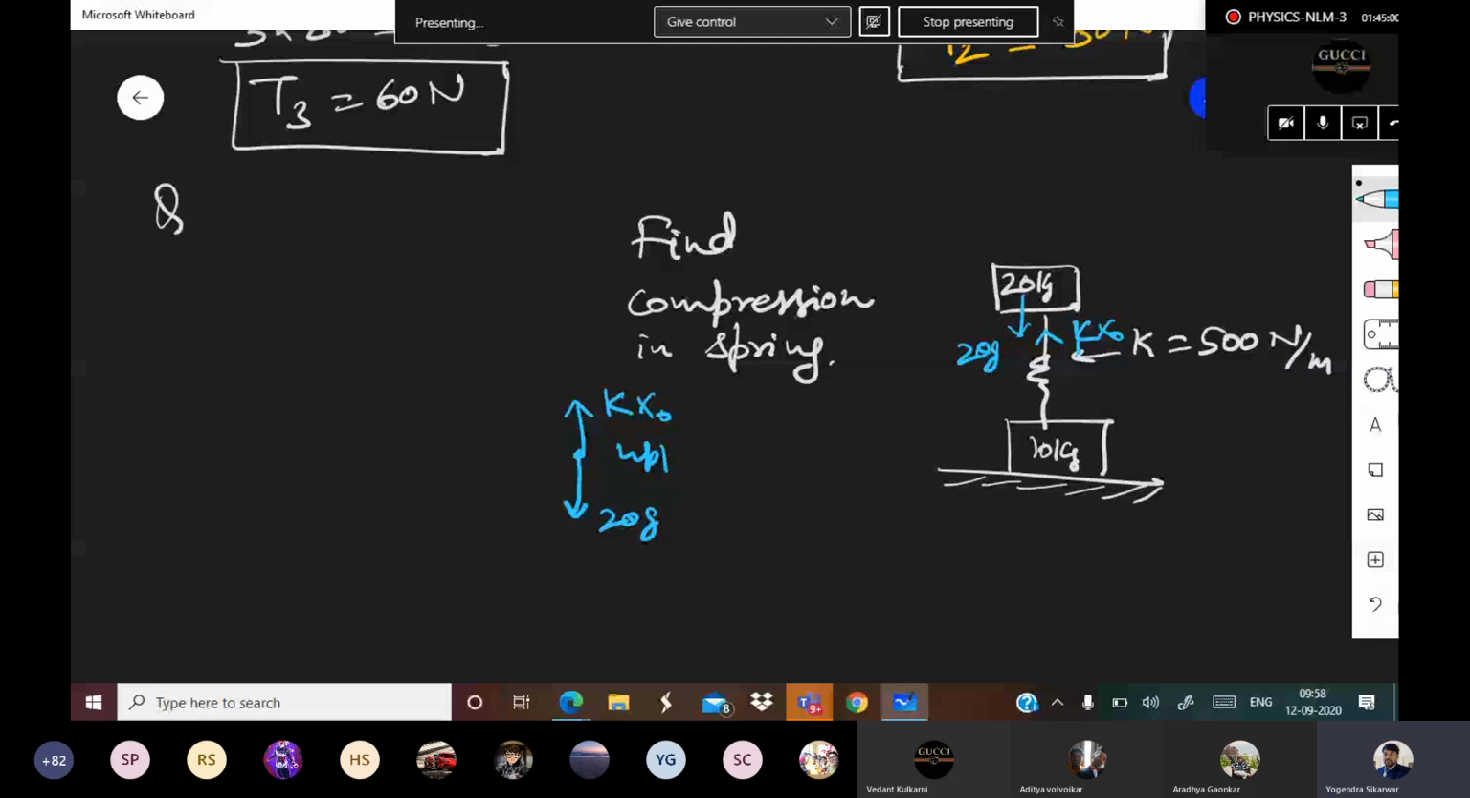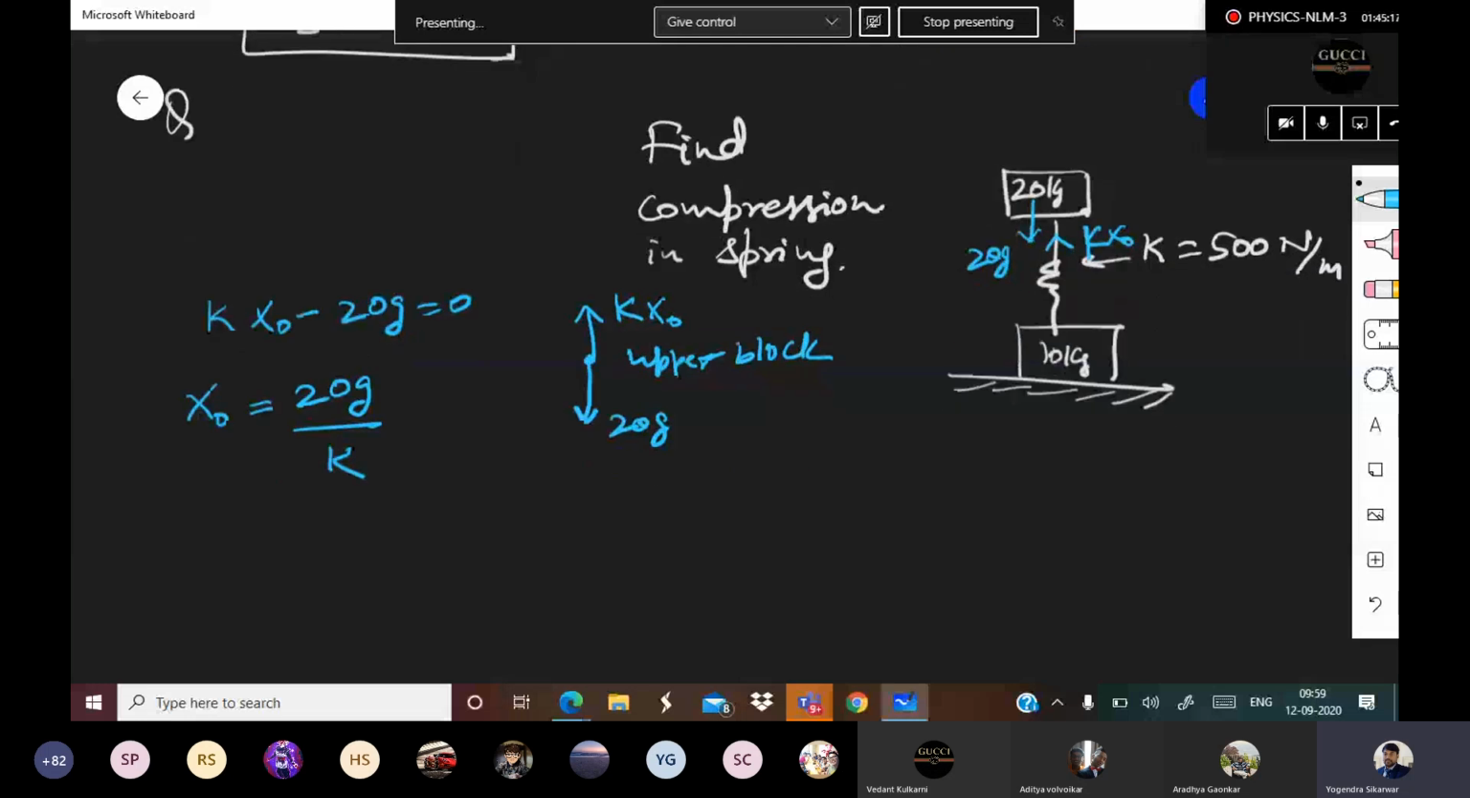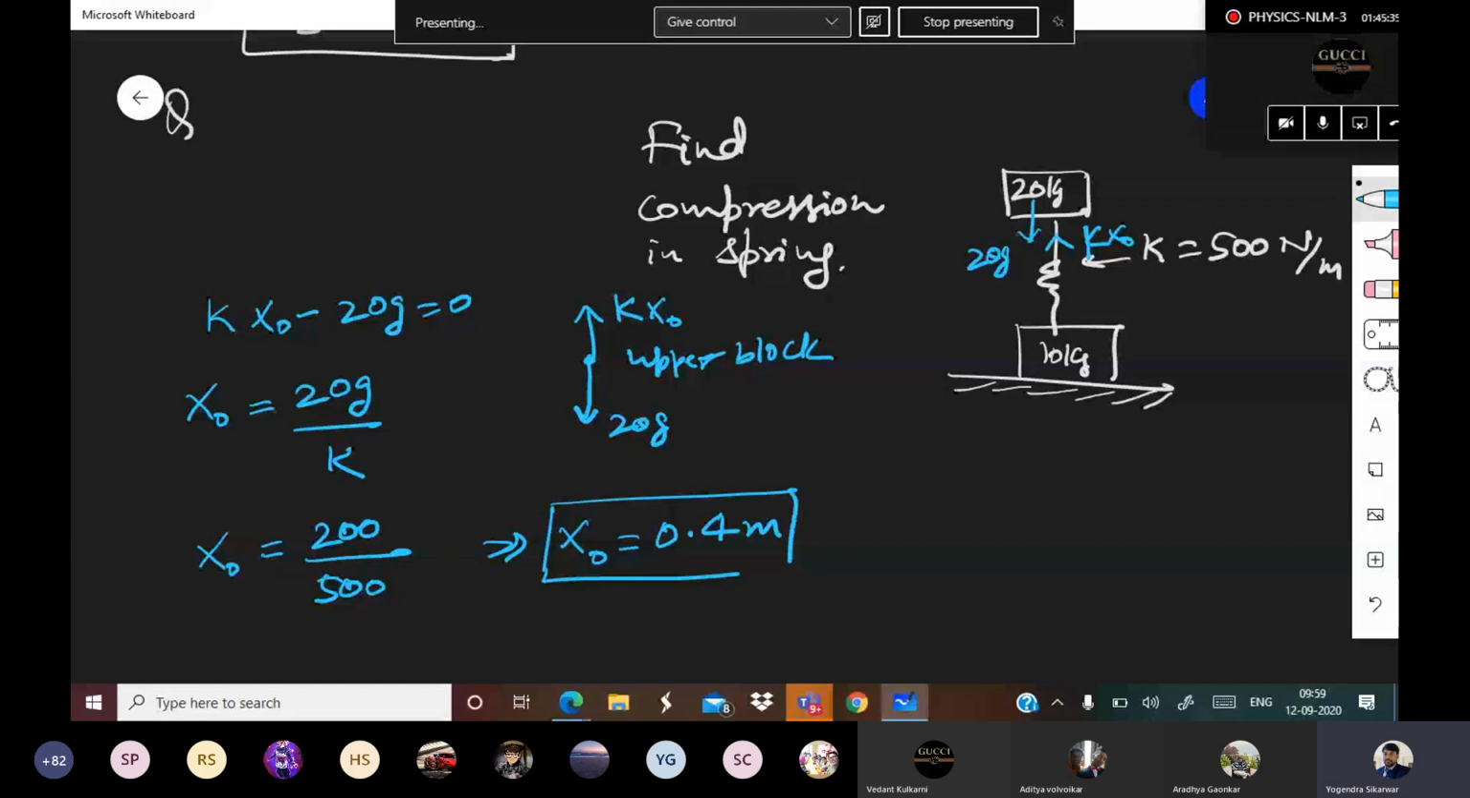So Kx naught minus 20G is equal to 0. X naught comes out to be 20G upon K. So 20G is 200 upon K is 500. So X naught comes out to be 2 by 5, and 2 by 5 is 0.4 meter. Answer: X naught comes out to be 0.4 meter.